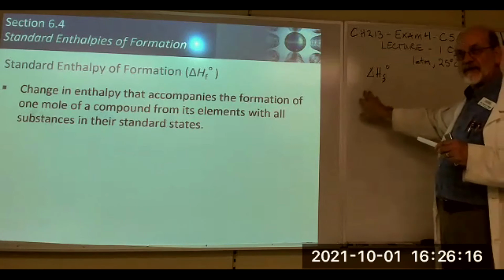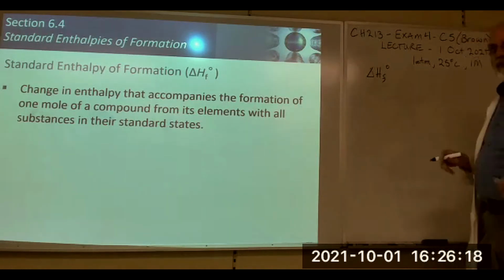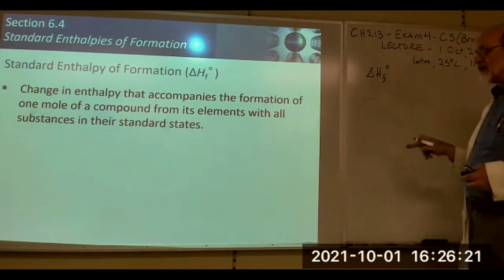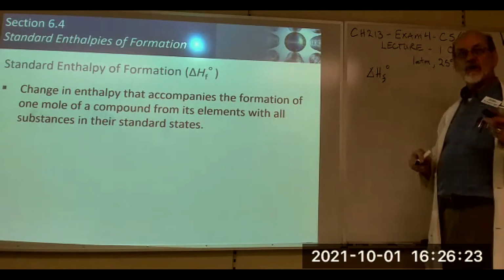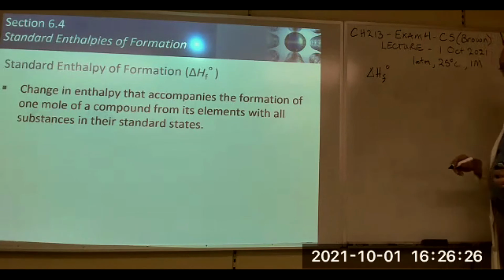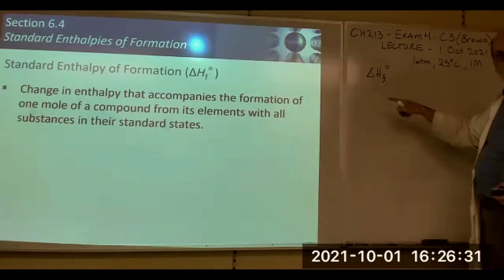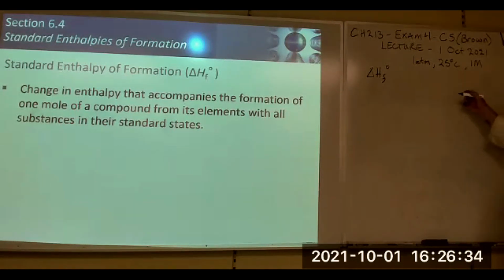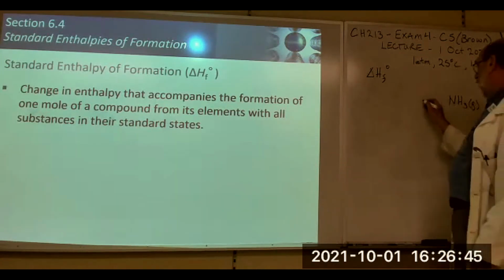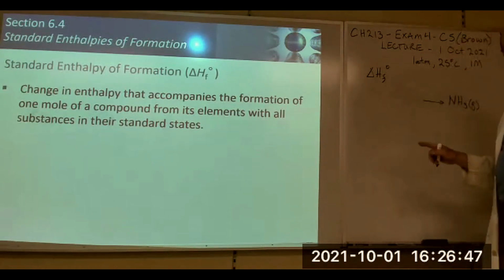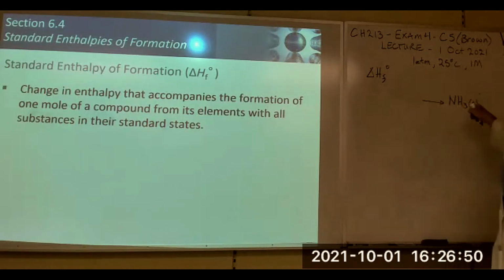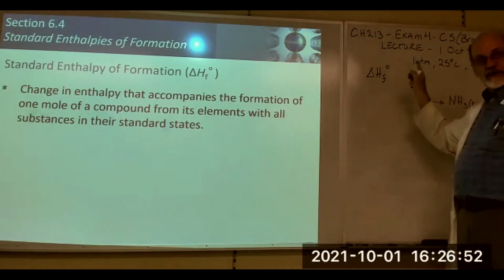Now, we can define this delta H. What does it refer to? You take the compound, let's use ammonia. If we're going to form ammonia, and we want to know the delta H for that compound, you have 1 mole of ammonia as your product, in its standard state, which would be a gas. Now we work back. What can we use to form that? To form that in its standard state, we need elements in their standard state.